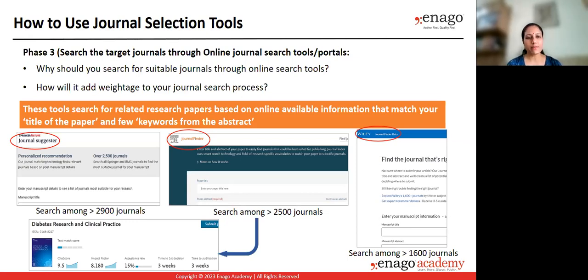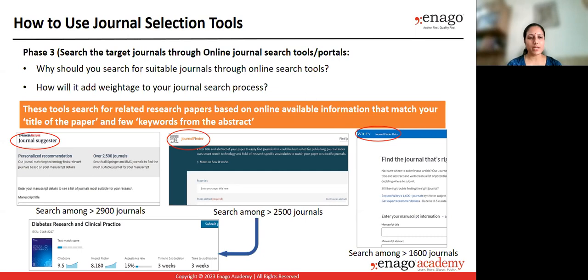Now, as we can see, for example, the Elsevier Journal Finder actually compares your paper and searches a database containing more than 2,500 journals across various aspects of research or scope.